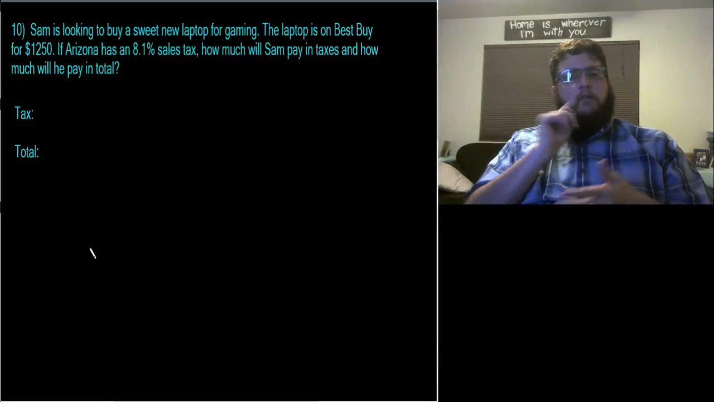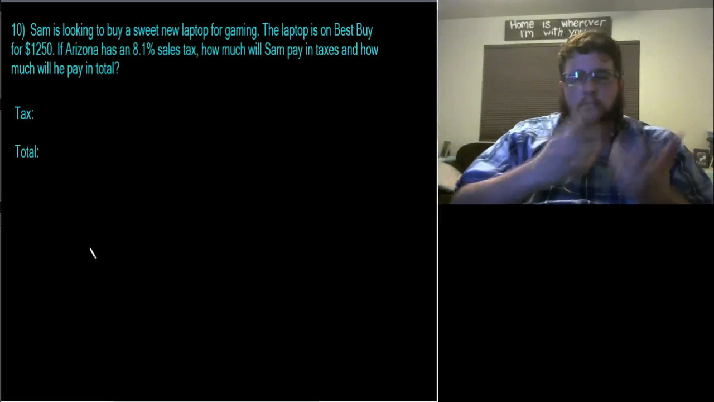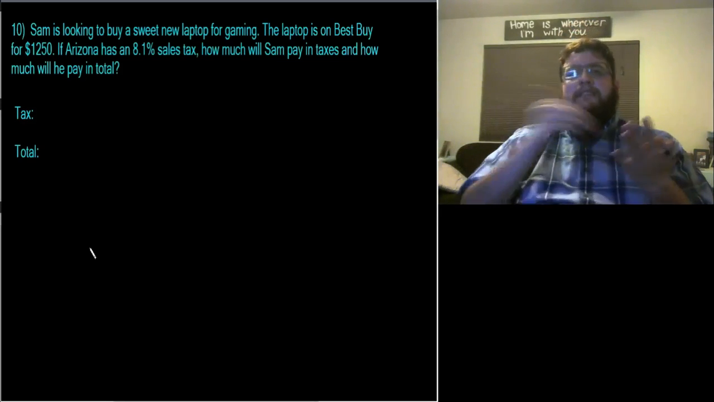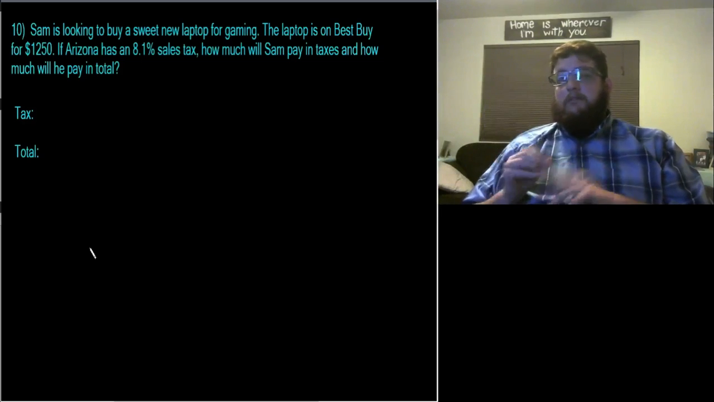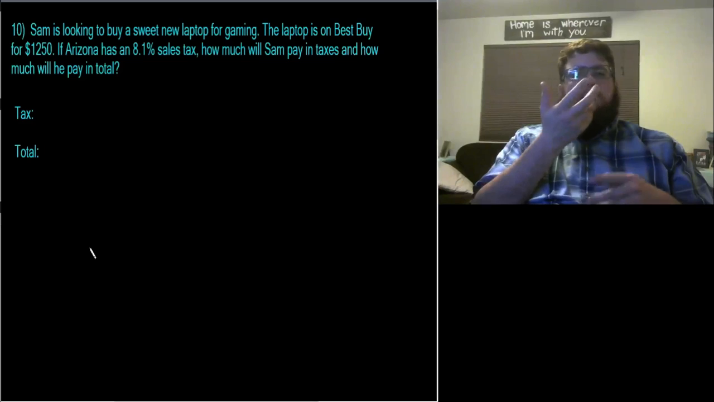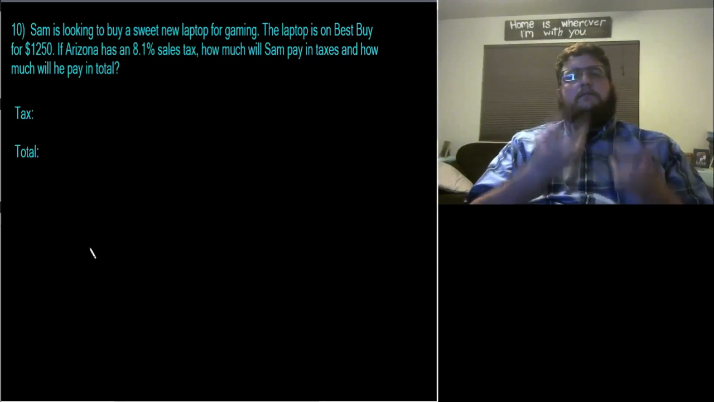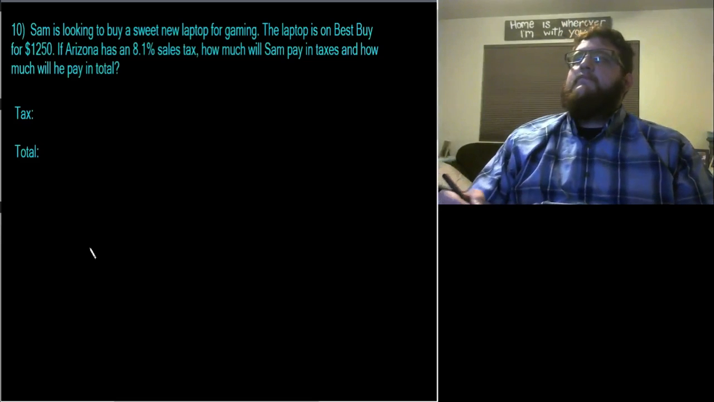Tax and tip are pretty much handled the same way, so the first thing we'll need to do is figure out how much we're paying in tax before we can figure out our total. We do that by taking our percent tax and multiplying that by the price, or the amount, which in this case is $1,250.